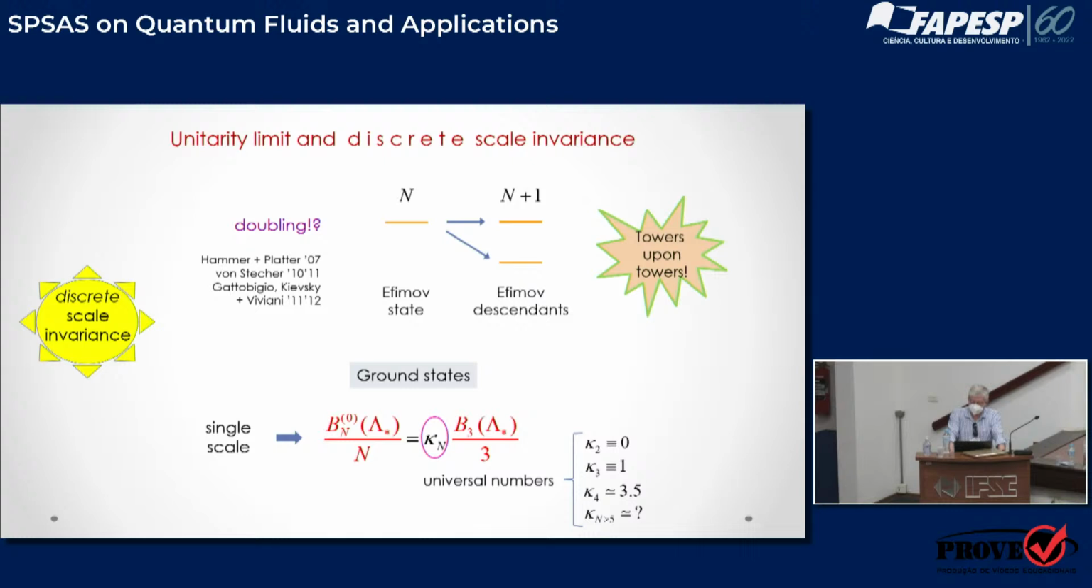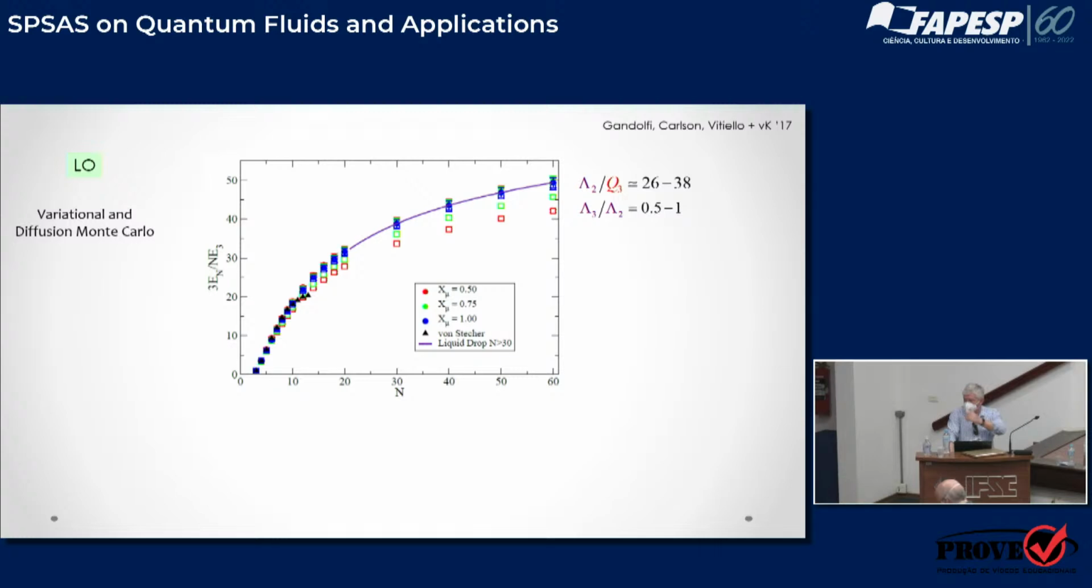So this is the calculation that Lucas was mentioning before, the calculation done by Stefano Gandolfi, Joe Carlson, and Silvio Vitiello at University of Campinas. We simply calculate this ratio of energies as a function of the number of particles, of number of bosons. And we got all the way up to 60 because Stefano is a powerful guy. There are different points here. I'm not going to discuss them in detail. Suffice to say that they are cutoff dependent. The trend that you see here is a convergence as the cutoff increases. So the dark blue points, if I remember correctly, are the highest cutoffs.